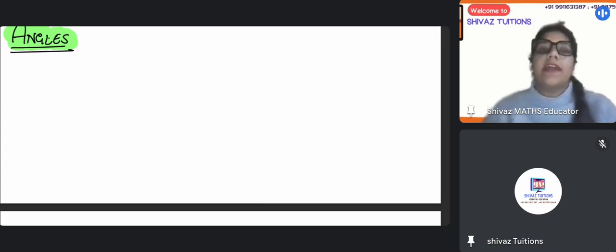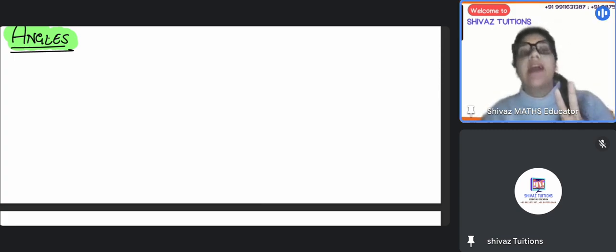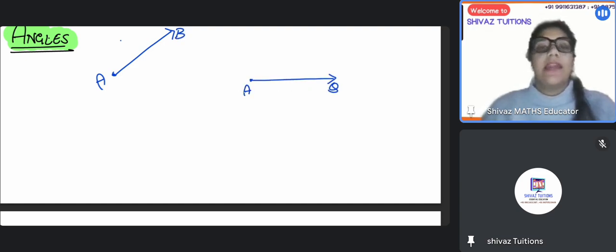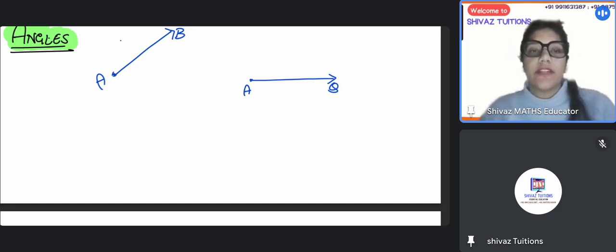Okay, actually, an angle is formed when two rays meet and they have the same fixed point. So they form an angle. For example, let us say this is my ray AB, and this is my ray, let's say AQ. So both rays have the same fixed point. If I join them, I will get an angle. This is A point, this is my B point, and this is my Q point.